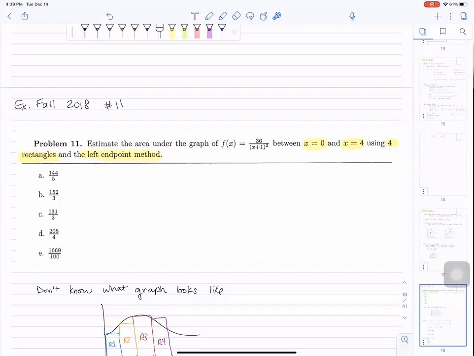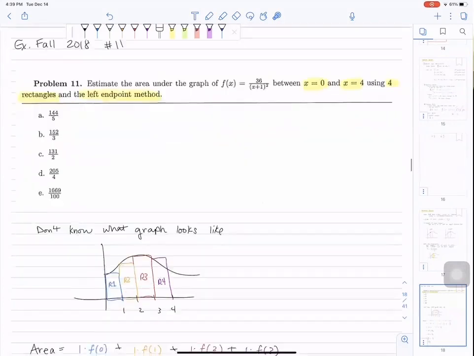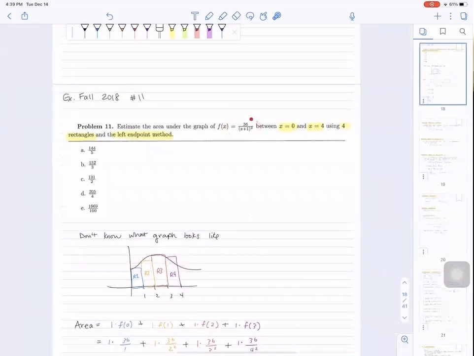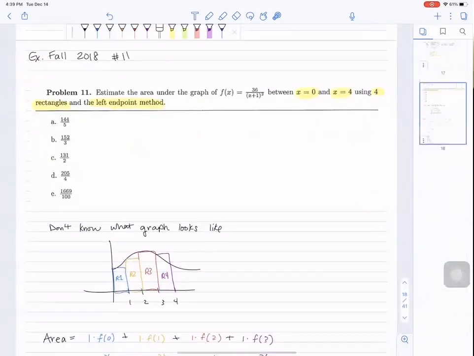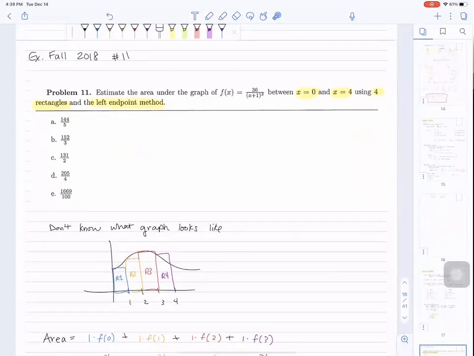So how do you approach this? We have this function 36 over x plus 1 squared. We're not sure what this looks like, but it turns out that it's not important whether or not we know what this looks like. We can just imagine it's some random graph. I didn't graph it. I'm just drawing this curve so that I can imagine what components I'm going to need to create the area of our rectangles. So this is some random graph. I don't know what it is.